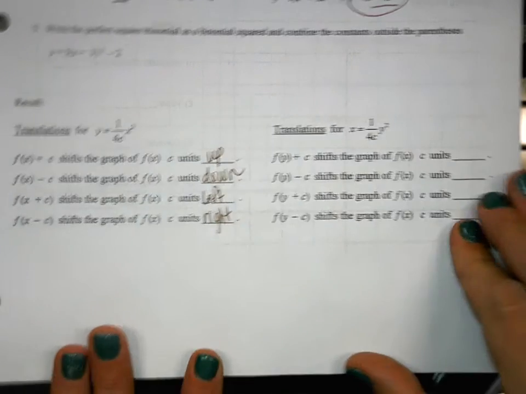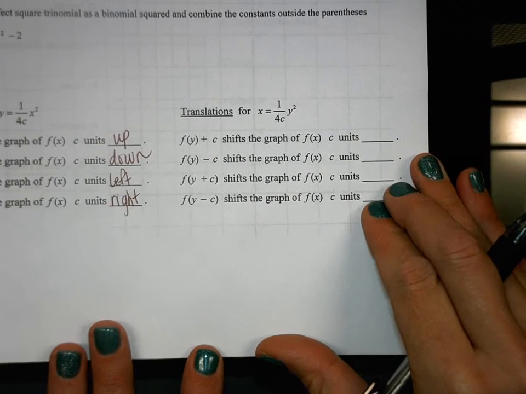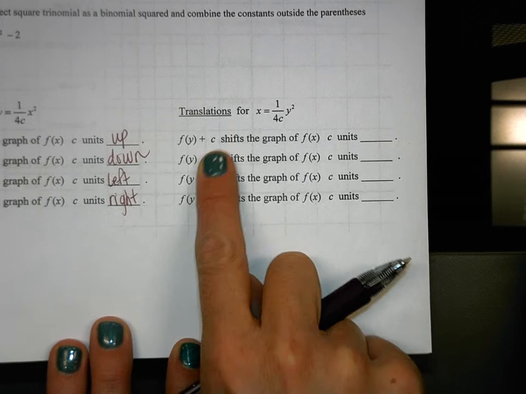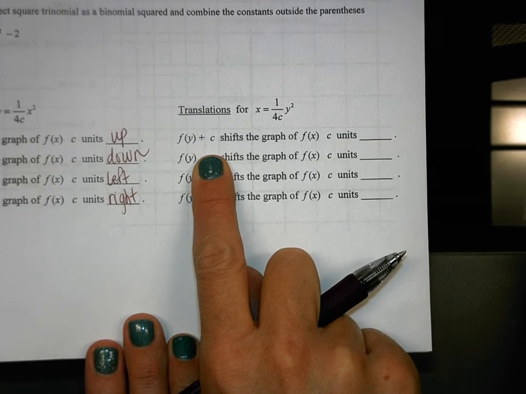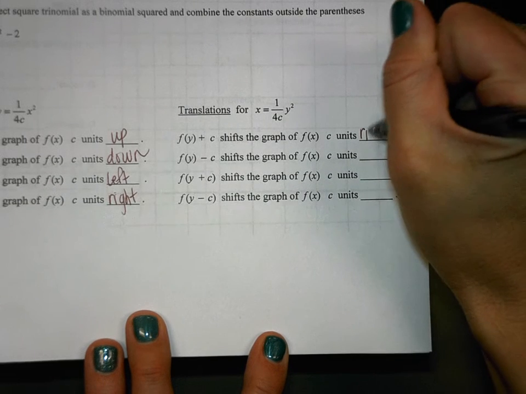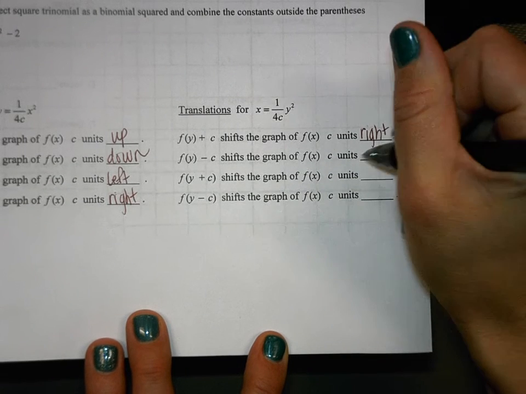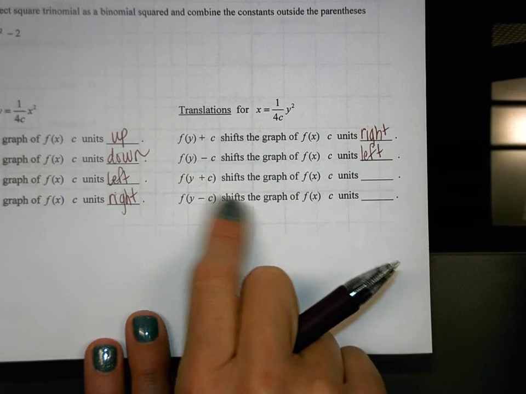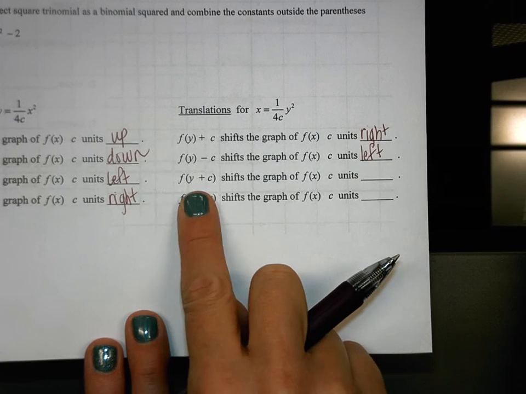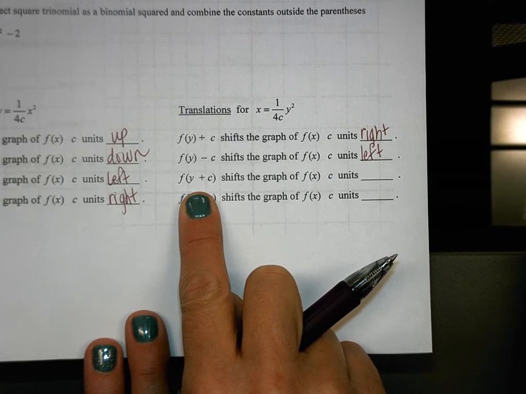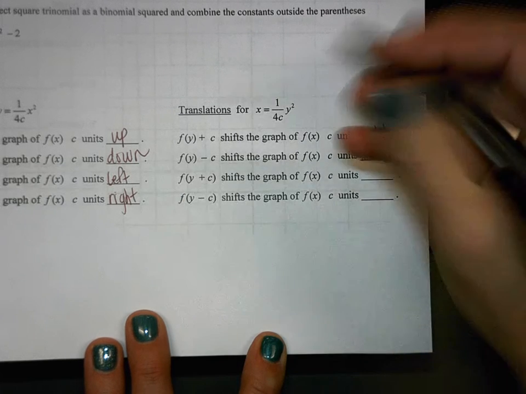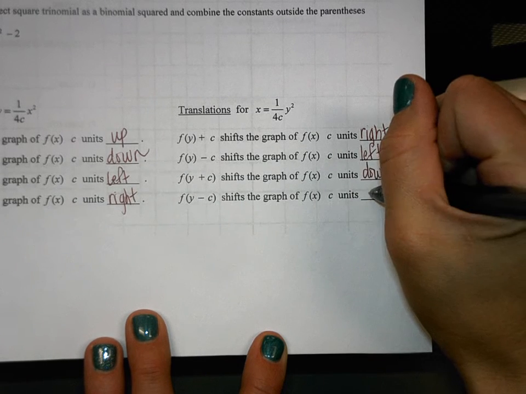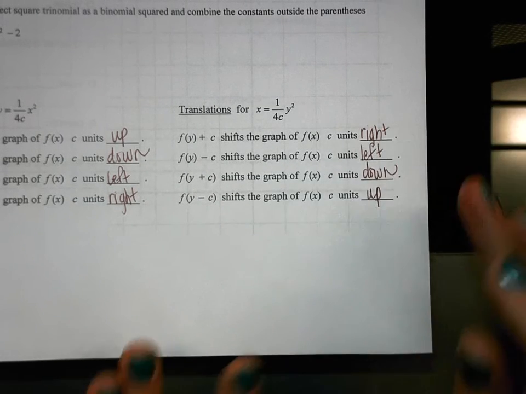Okay, but on the x equals equation, it's slightly different, because we are doing the function of y. So when you have a plus c on the outside, you are going right. A minus c is left. And then if you notice inside how this is y inside, that's going to end up going down, because we do the opposite of what's in parentheses and y is in there. So that's down. And then minus c is up.